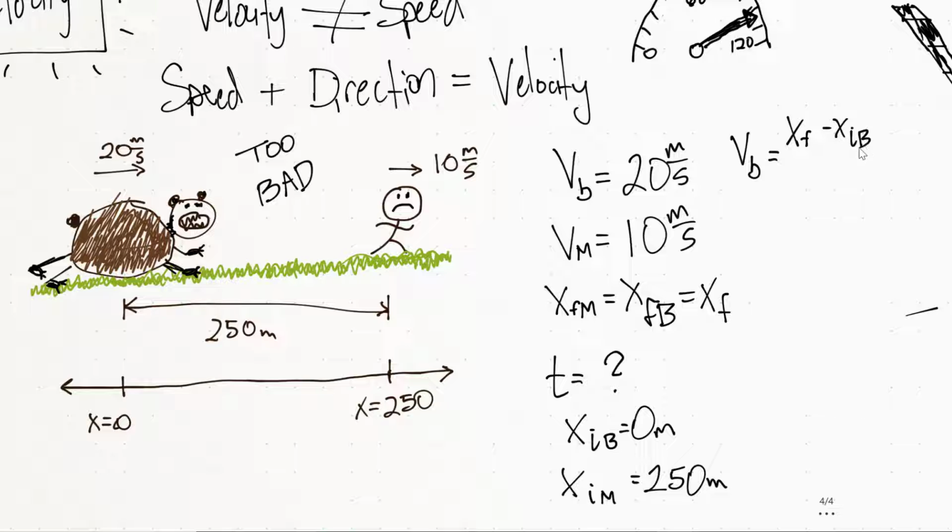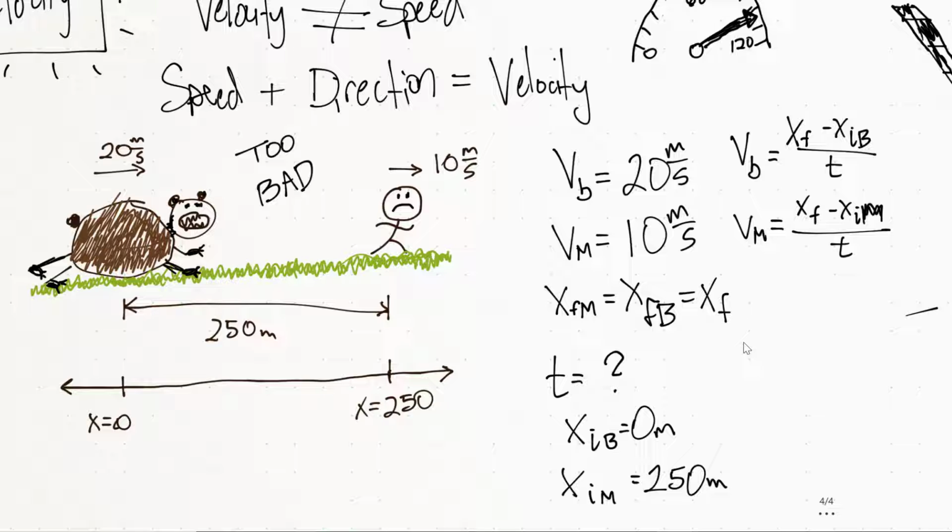If we combine our equations for displacement and velocity, then we get v equals x final minus x initial over t. Since we have two velocities, we can use two of these equations, one for the bear and one for the man. As we set up these equations, we should notice that we don't know the x final. Unfortunately, the x final for the bear is equal to the x final for the man because they will be meeting up at the end.